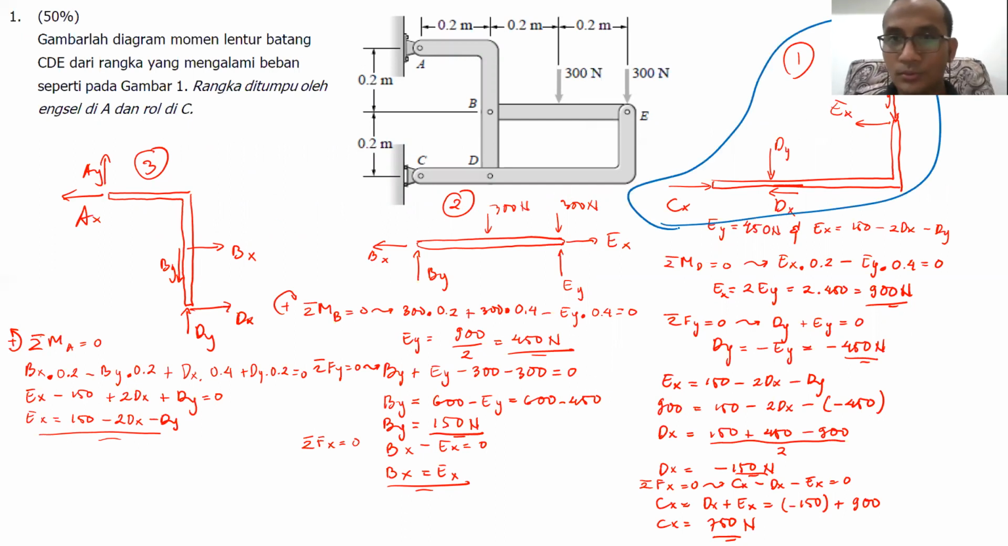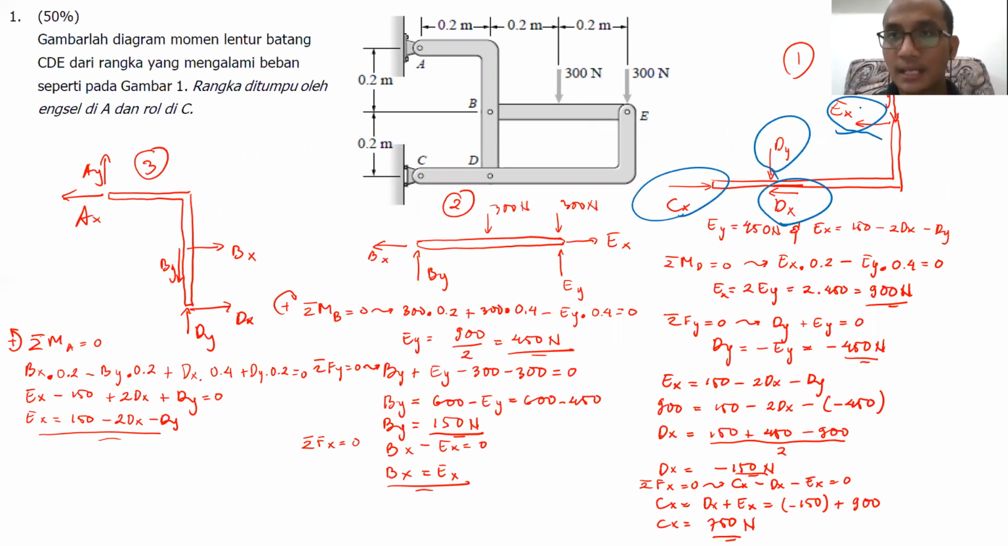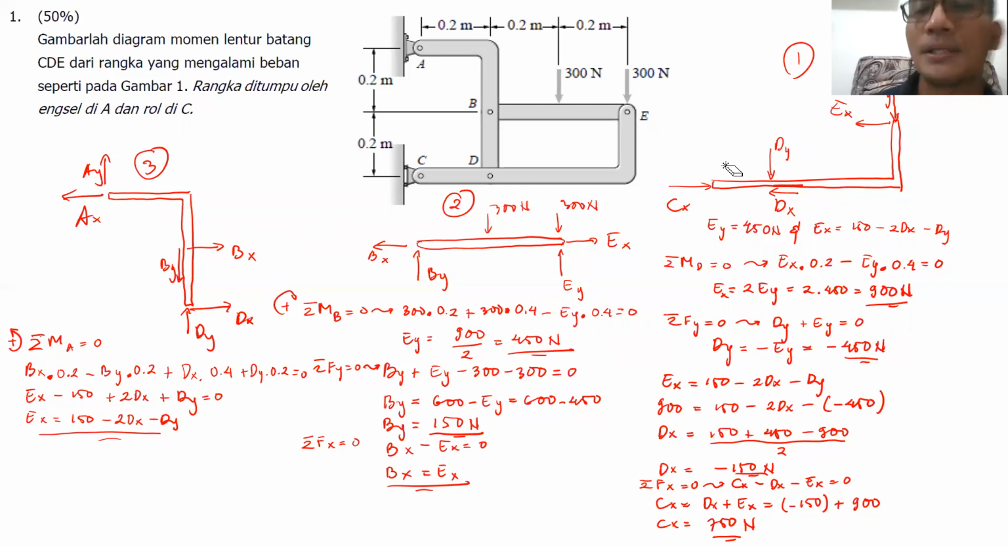As I told you, there are 5 unknowns: CX, DY, DX, EX, EY. That's why we will not use this particular free body diagram directly, because we will not be able to solve it. 5 unknowns with only 3 equations: sigma Fx, sigma Fy, and sigma moment. So we will not be able to solve it directly. That's why I will go to the other free body diagram first.